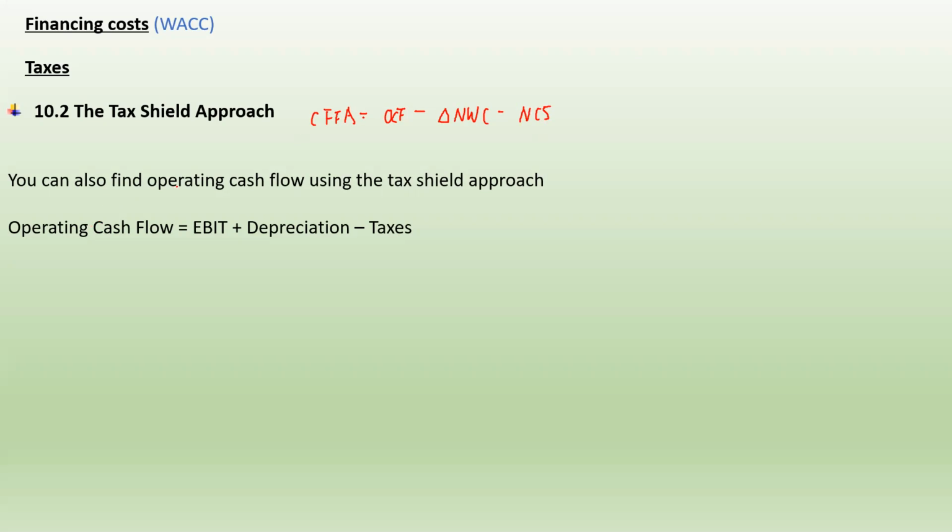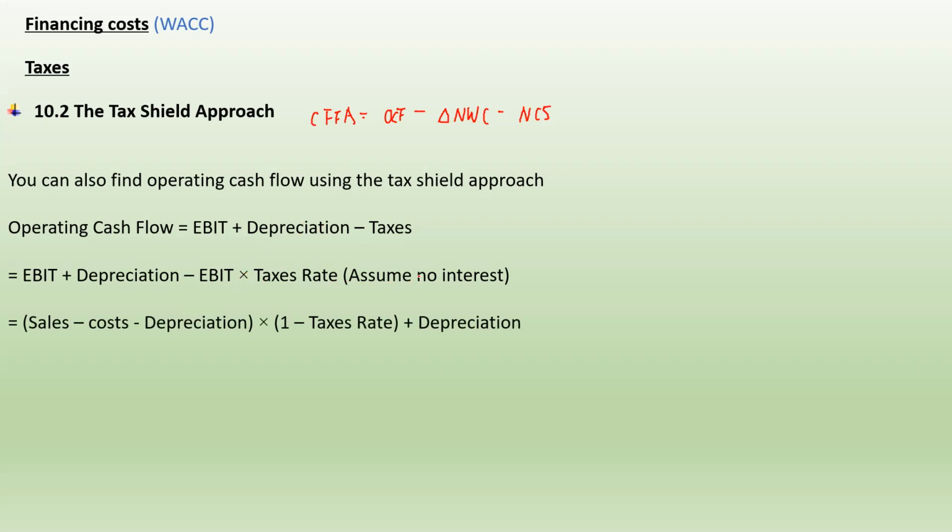And then you can find out the operating cash flow using this formula. Earnings before interest and tax, add back depreciation and minus taxes. We can write these taxes as earnings before interest and tax multiply tax rate, if there's no interest.